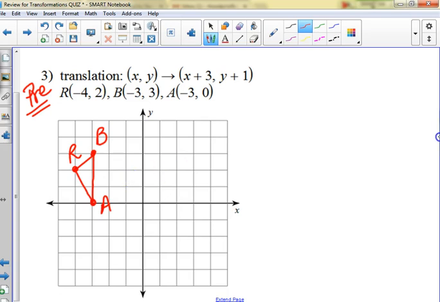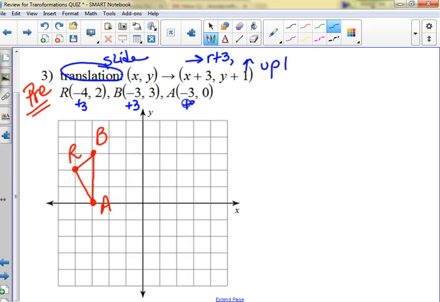Okay, that's your pre-image. Then I'll do the image in blue. The image says to translate, which means slide. A +3 on the x is going to move everything to the right 3. And a +1 on the y values is going to move everything up 1. You have to know that for the multiple choice part of the quiz. So all of these x values we're going to add 3. And all the y's we're going to add 1.